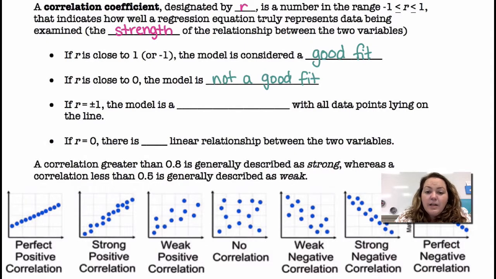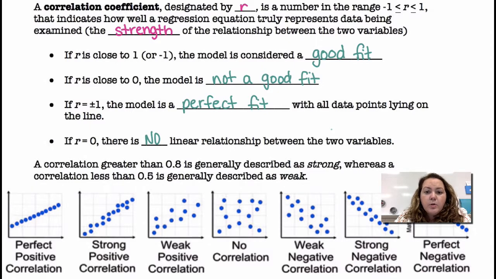If r is exactly 1 or exactly -1, the model is a perfect fit with all of the data points laying on the line. If r equals 0, exactly 0, then there is no linear relationship between the two variables. Okay, so when you are talking about the correlation, that is a mathematical value. It comes with a number, and the number always has to be between -1 and 1. Can't be bigger than that. Can't be smaller than that. So it's some 0 point something usually.